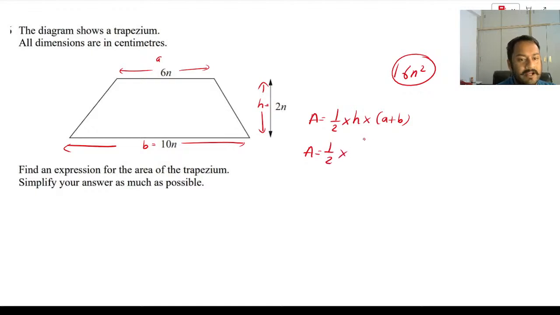Half into, the height will be 2n. So height is 2n, multiply by a plus b. So now you can use the bracket. So children, always make the bracket. Agar aap bracket nahi banaoge, you will always face a problem. So please try to make the bracket as much as possible.